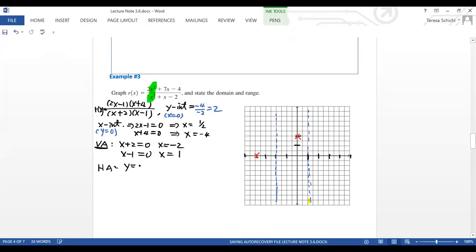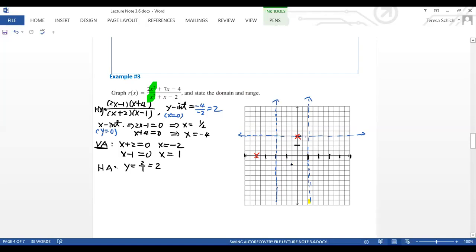So it will be 2/1, so it's equal to what? It's equal to 2, all right? So now this is my horizontal asymptote, y = 2. That's good, so I just graph all that. So we'll have 2 vertical asymptotes and 1 horizontal asymptote.